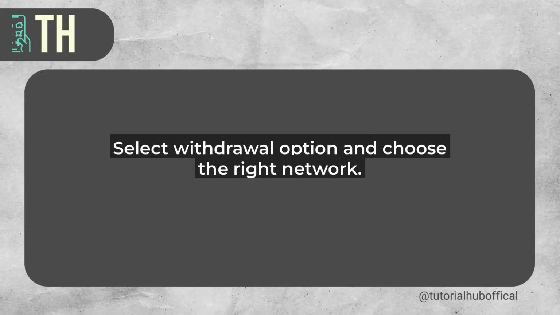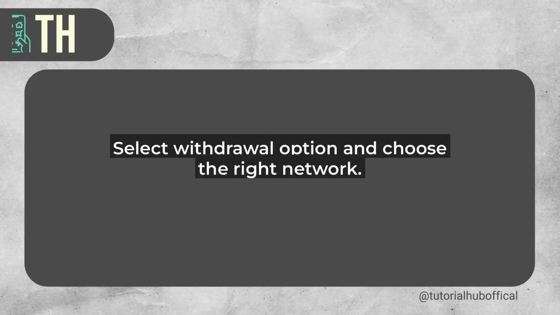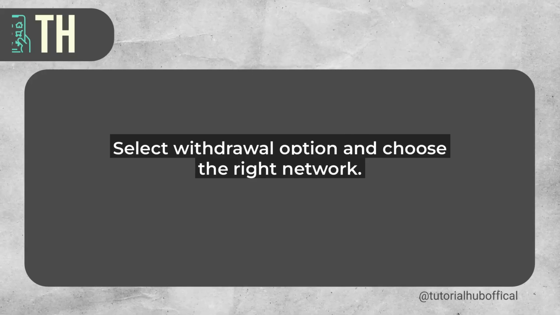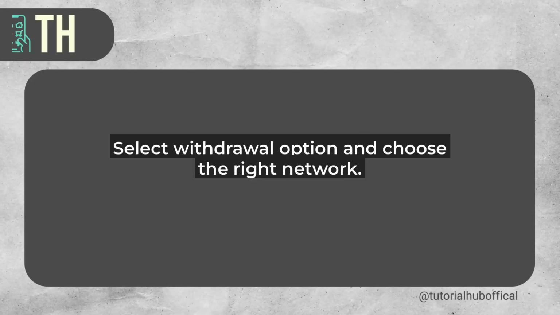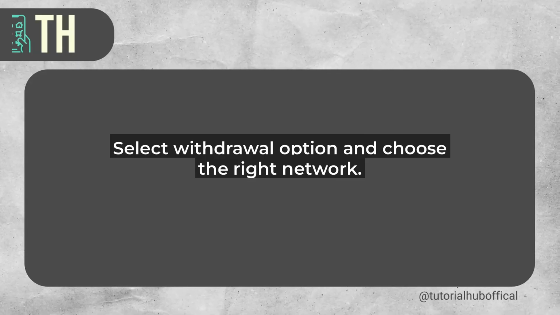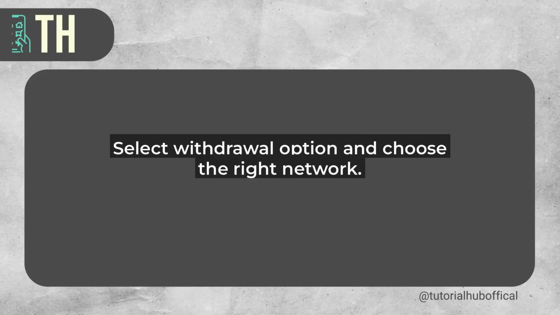Step 2. Select USDT as the asset you want to withdraw. Then, choose the correct network. Let's say you're using Tron for this example, as it's often faster and cheaper. Enter the amount you wish to transfer, but remember to leave enough for any withdrawal fees.